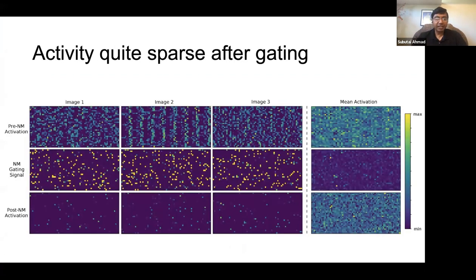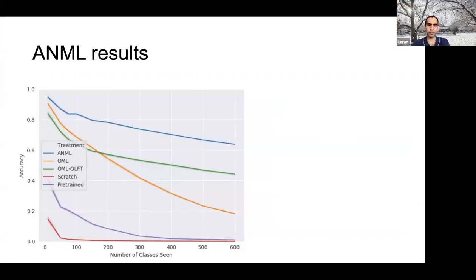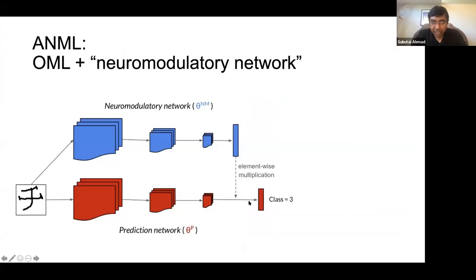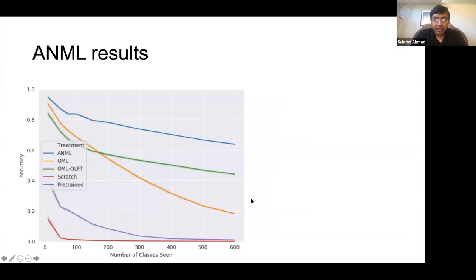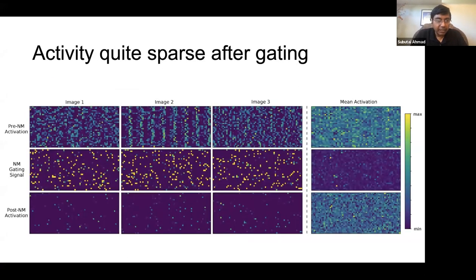With ANML, they also looked at the outputs. Here they're looking at the outputs before and after the gating. What they see is that after the gating, the outputs are super sparse again. So in their case also, the classifier is seeing extremely sparse activations coming in. This is the output of the basic network, and this is the output of the gating signal, and wherever there's a coincidence between those two, that's presumably where there's an activation coming in. So they also make a point of noting that this becomes super sparse.